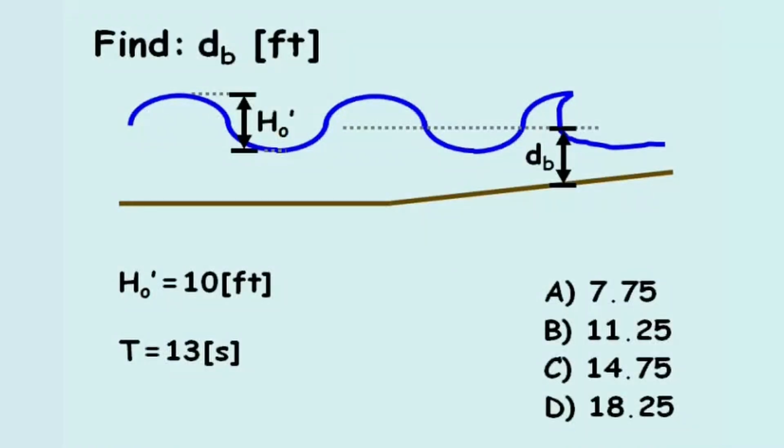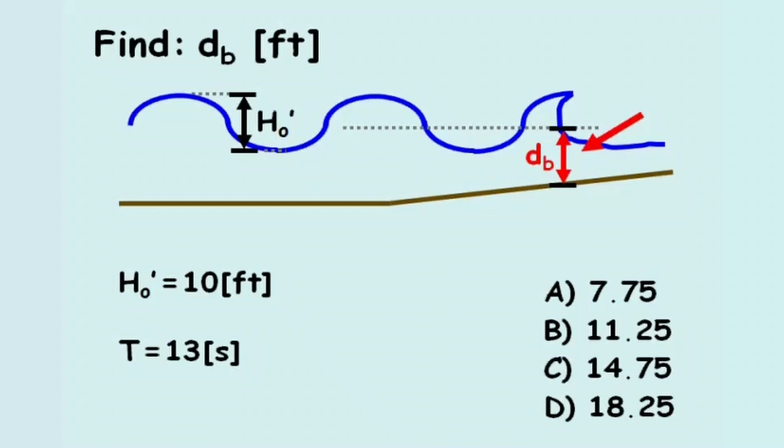Find the breaking depth dB in feet. In this problem, we are provided the unrefracted deep water wave height h0 prime, and we are also provided the period of the wave T. We are asked to find dB, which is the depth of water which causes the wave to break.